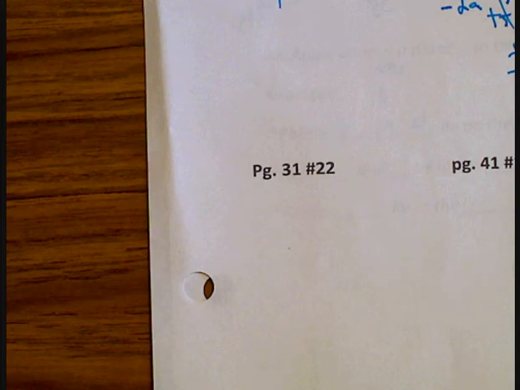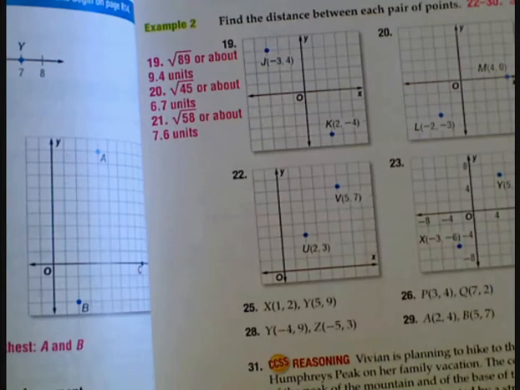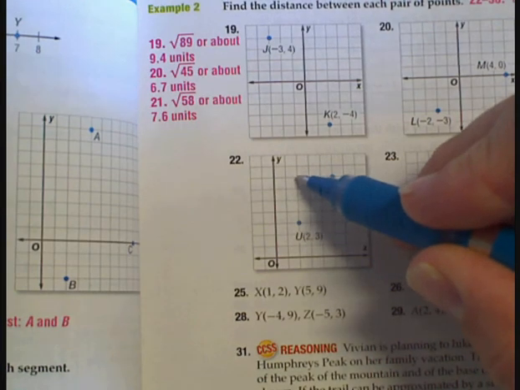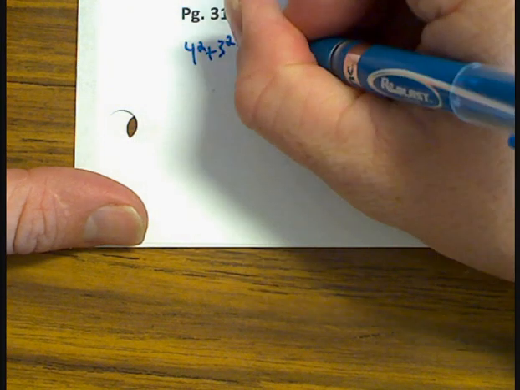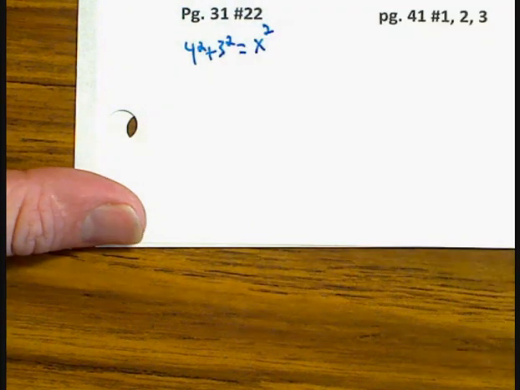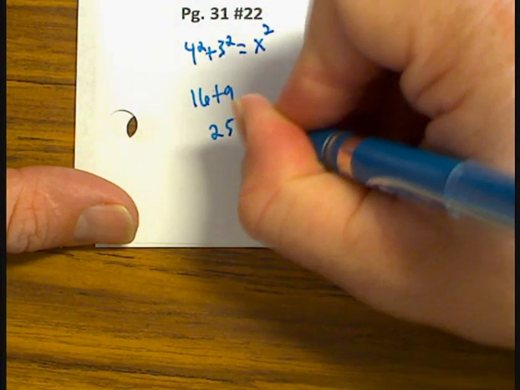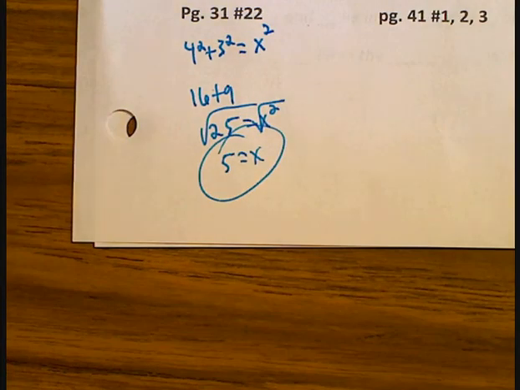Okay, so I am going to use the Pythagorean theorem. I think that's the easiest one to use. So number 22, I'm going to look at my triangle. So my triangle would be 1, 2, 3, 4, and then 1, 2, 3. So 4 squared plus 3 squared equals my c squared, or x squared. That's what I'm looking for. So that would be 16 plus 9, which is 25. So if I take the square root, that would be 5. So my distance is actually 5. Okay?